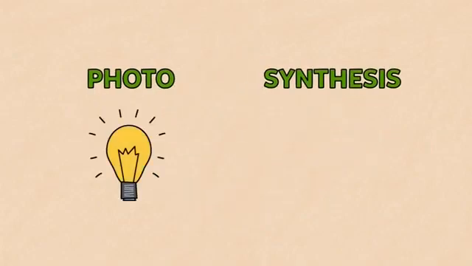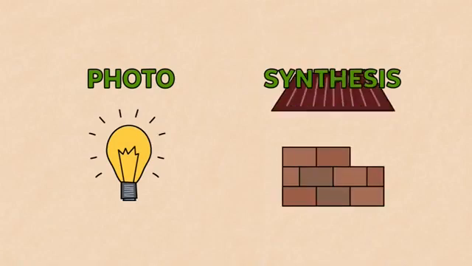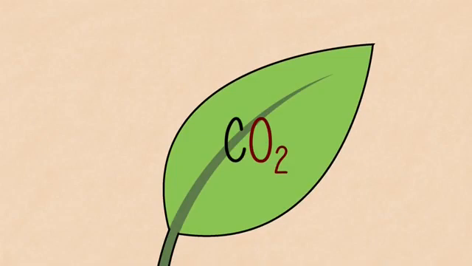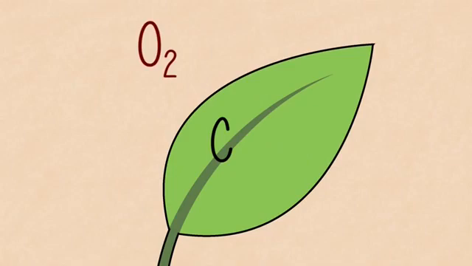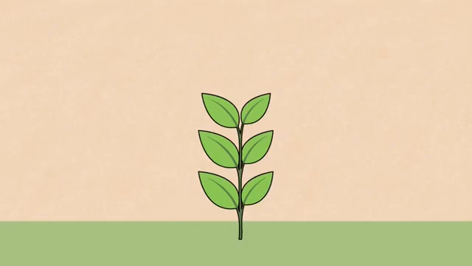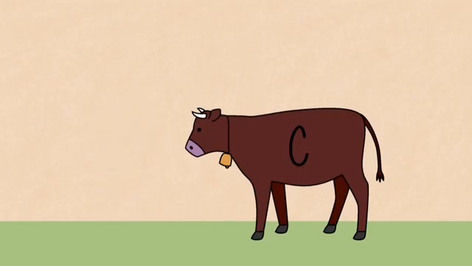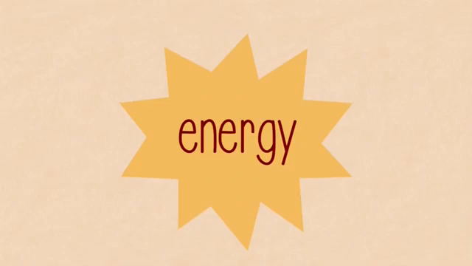Photo means light, and synthesis means building up. However, in its simplest terms, we are actually breaking carbon dioxide apart, releasing the reactive gas oxygen into the environment, allowing the carbon to be captured by the plants to build up their structures as they grow. Animals, in their turn, get carbon by eating plants or other animals. All this, of course, requires energy.